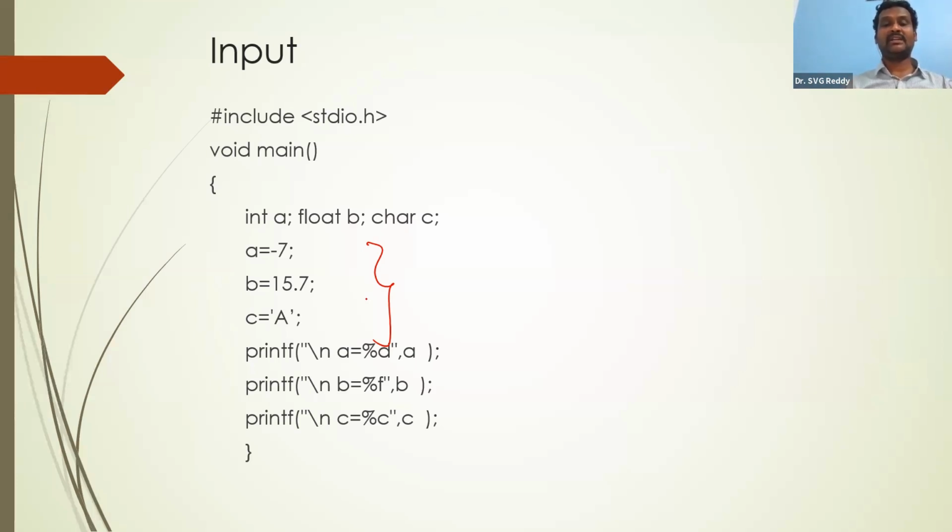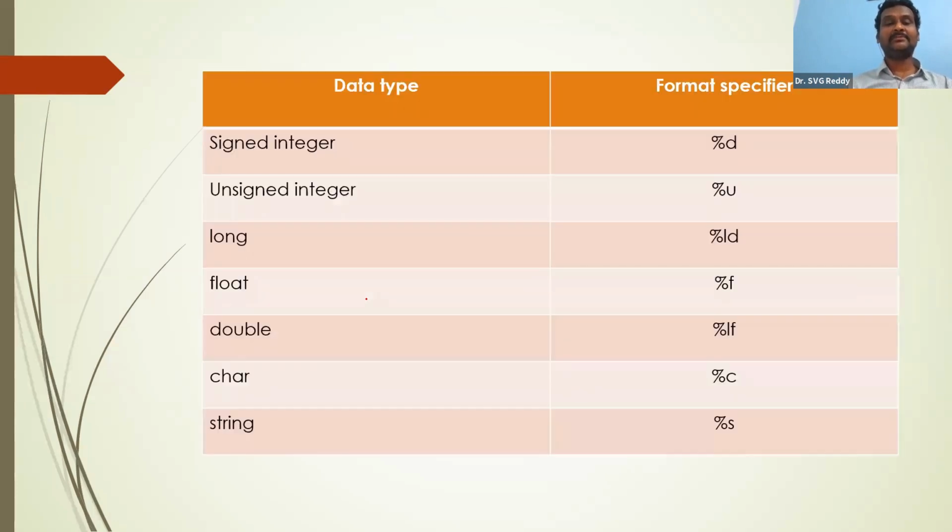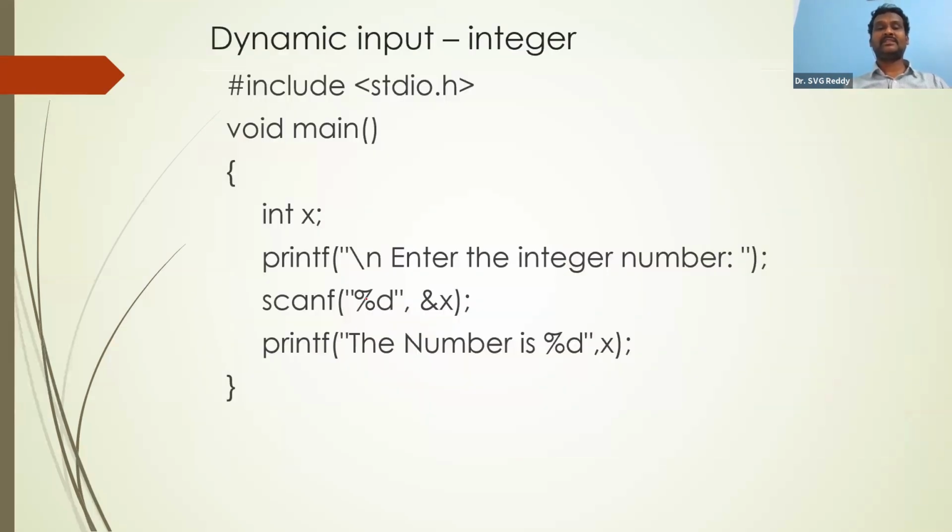So how to do it? That is very important. This is called dynamic input. Dynamically we can give the input. The programmer allows the other user to enter the value. Let's see how it is.